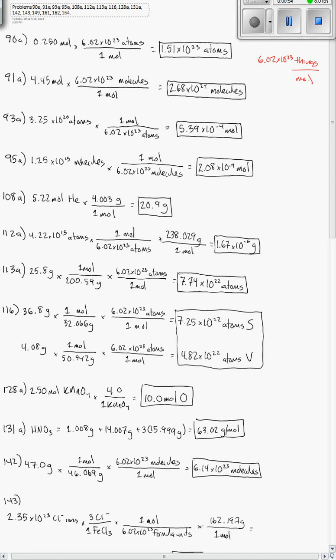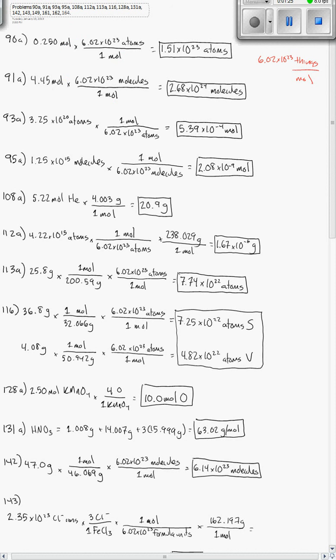So when you're going from moles to atoms, or moles to molecules, or moles to any sort of particle, you're going to want to multiply by Avogadro's number. Because when you do so, like in 90A and 91A, your moles will cancel out, and you'll be left with the final answer that you want in the units that you want. So that's the story with 90A and 91A here. Multiply your number of moles by Avogadro's number, your moles will cancel out, and you'll end up with your final answer.